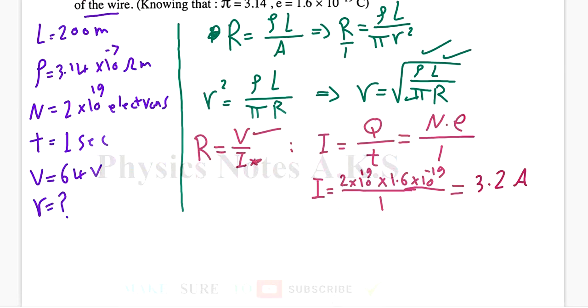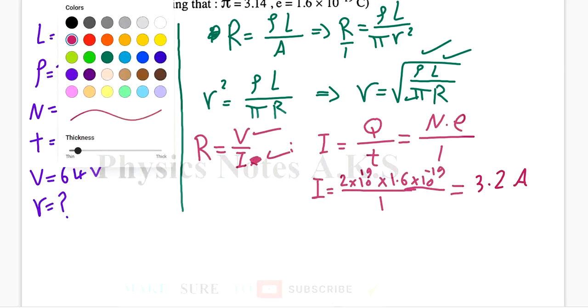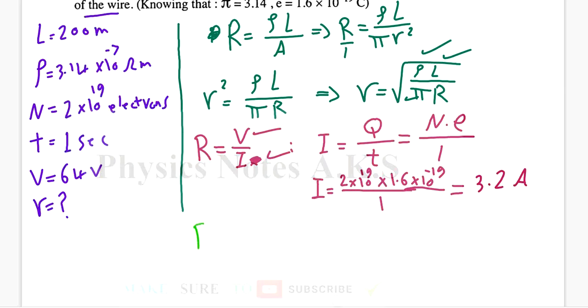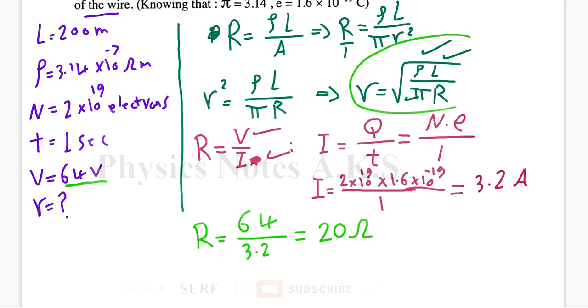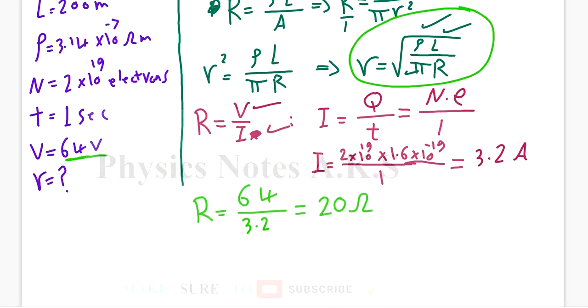Now I can substitute it here. Okay, let me change the color again. I'll choose green. No, not green. This one. Okay. So, R equals V. How much is V given? It's here. It's 64. How much did we get for the current? 3.2 ampere. We divide. I'll get 20 ohm. Now, we go back to this formula. Now, I have all the values.